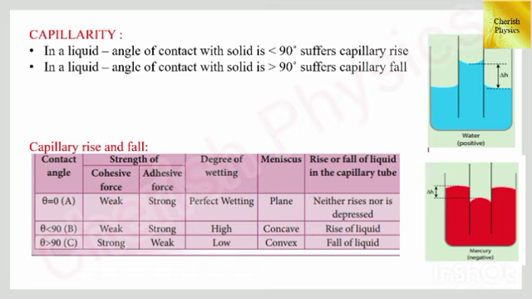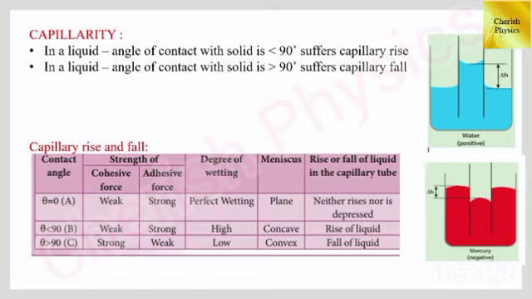If we dip a capillary tube inside water or any other liquid, there will be a rise or fall of liquid in the capillary tube. It mainly depends upon the nature of the liquid and the radius of the capillary tube. In the case of water, its meniscus is concave and the angle of contact with the solid, that is the capillary tube, is less than 90 degrees, so it suffers capillary rise. Water has weak cohesive force and its adhesive nature with the capillary tube is strong. So the degree of wetting the capillary tube is high.